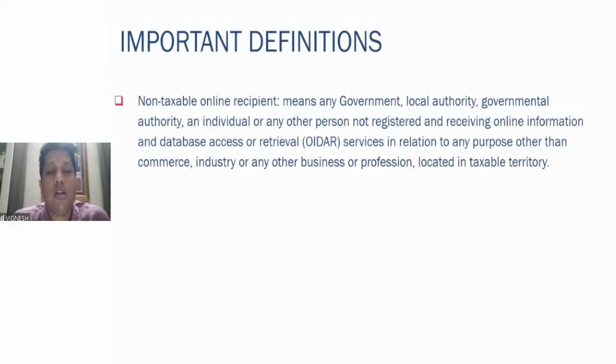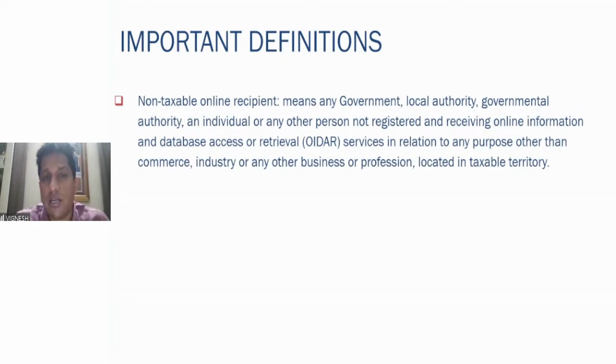Non-taxable online recipient means what? Now, there is a separate concept called OIDAR services. OIDAR services is online information and database access or retrieval services, right? So here, a person, any government, local authority, individual, or any other person, but is not registered. So if any person is not registered and is receiving these OIDAR services, this concept shall be covered in place of supply. So OIDAR services is, in simple terms, any database access services or database retrieval services, any particular thing related to an online information database service in relation to any purpose other than commerce, industry, etc. located, he is known as a non-taxable online recipient.